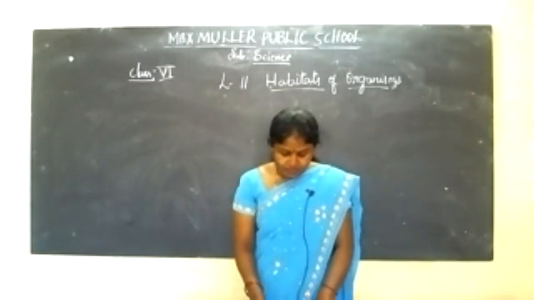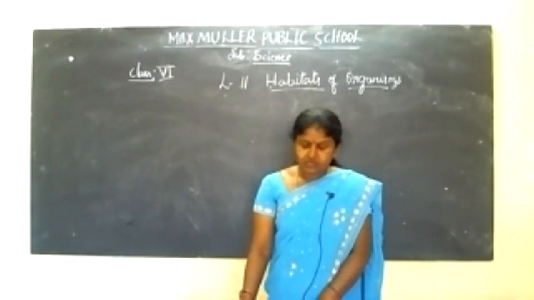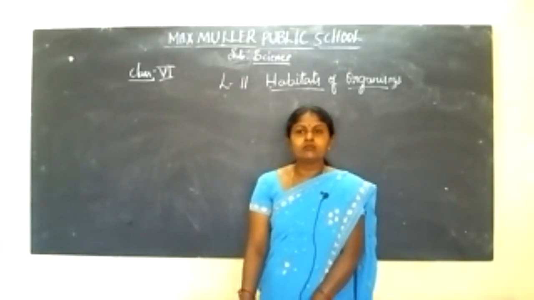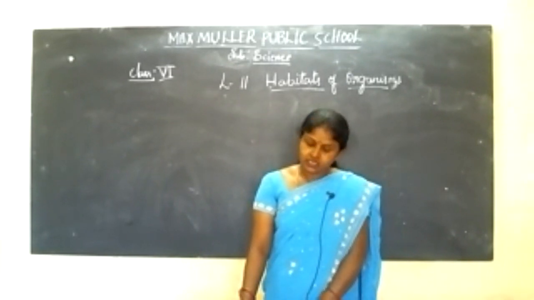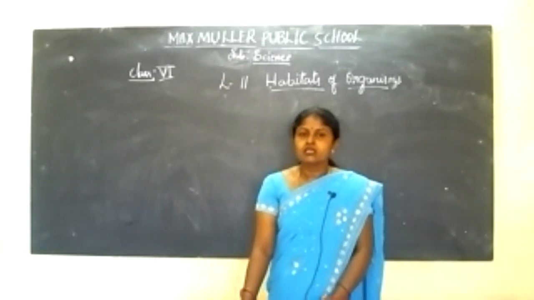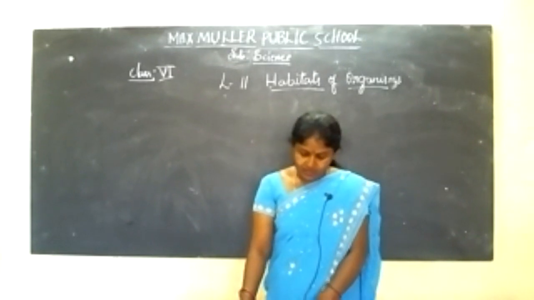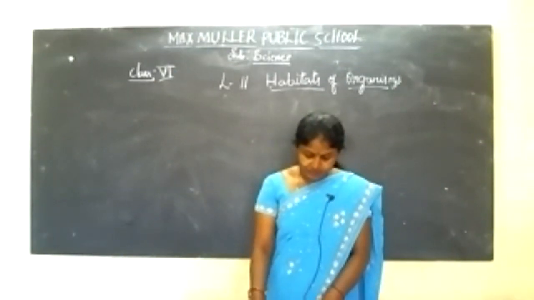The Arctic fox looks like a polar bear. It is white in color, or else it changes color in the summer season to brown, brown coated in the summer season.